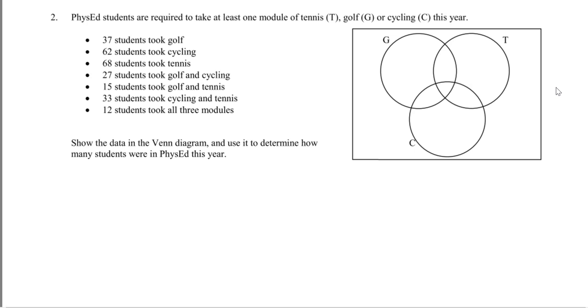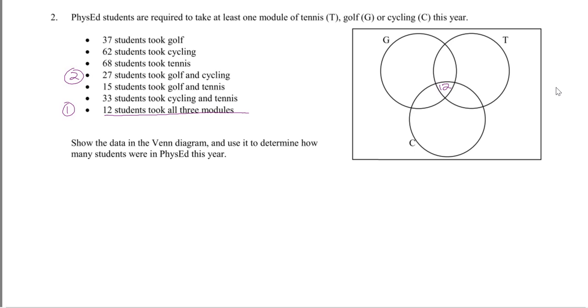So what's the one that we're going to start with? Which number can we put in first? Yeah, 12. Where's that go? In the middle. So 12 took all three. All right, that's where we're going to start. 12 took all three. So that's number one. Number two, we can go to the ands. 27 took golf and cycling. So what number do I put and where do I put it?